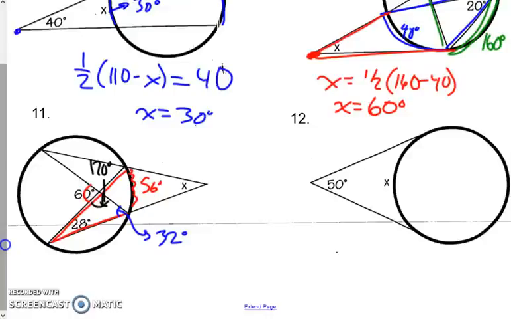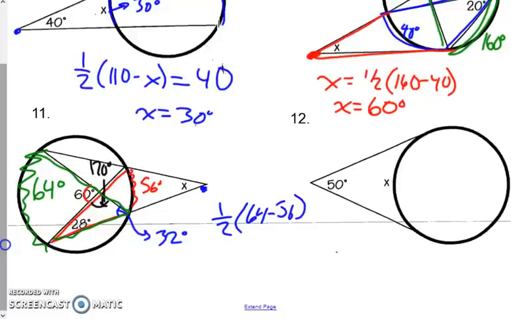And then if we look over here, 32 degrees is an inscribed angle for that arc. So that arc must be 64 degrees. And now if we go over here to what we're trying to find, x, we have enough information. It's outside of the circle, so we're going to do 1/2 the difference between green and red, so 1/2 the difference between 64 and 56. It's going to tell us that x is a 4-degree angle.